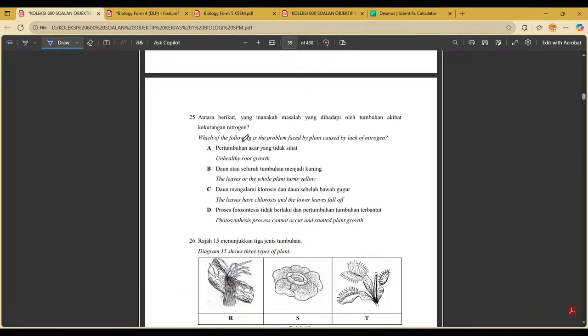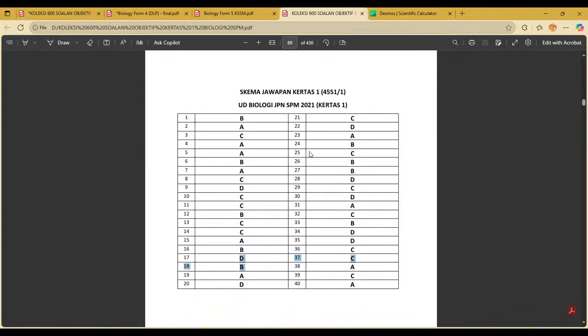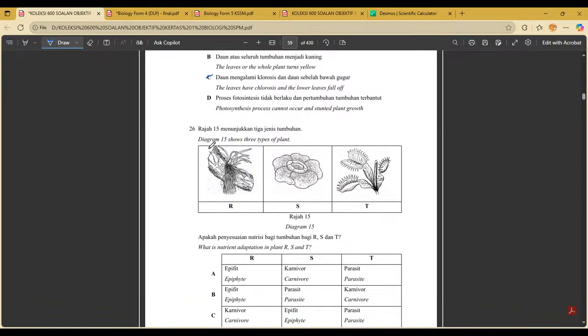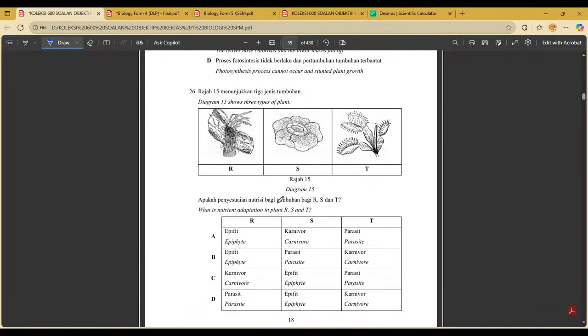25. Problem faced by plant caused by lack of nitrogen. I don't remember. Nitrogen, nitrogen, chlorosis. 25C, yep. Nitrogen deficiency causes chlorosis. Which of the following is correct for R, S and T? S is parasite, R is epiphyte, and T is carnivore. 26B.